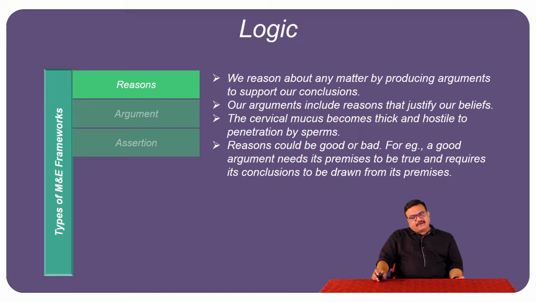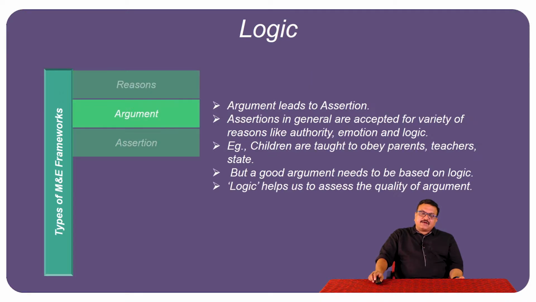Reasons could be good or bad. For example, a good argument needs its premises to be true and requires its conclusions to be drawn from those premises. Argument leads to assertion. Assertion in general is accepted for a variety of reasons like authority, emotion, and logic. For example, children are taught to obey parents, teachers, and state. But a good argument needs to be based on logic. Logic helps us to assess the quality of the argument.